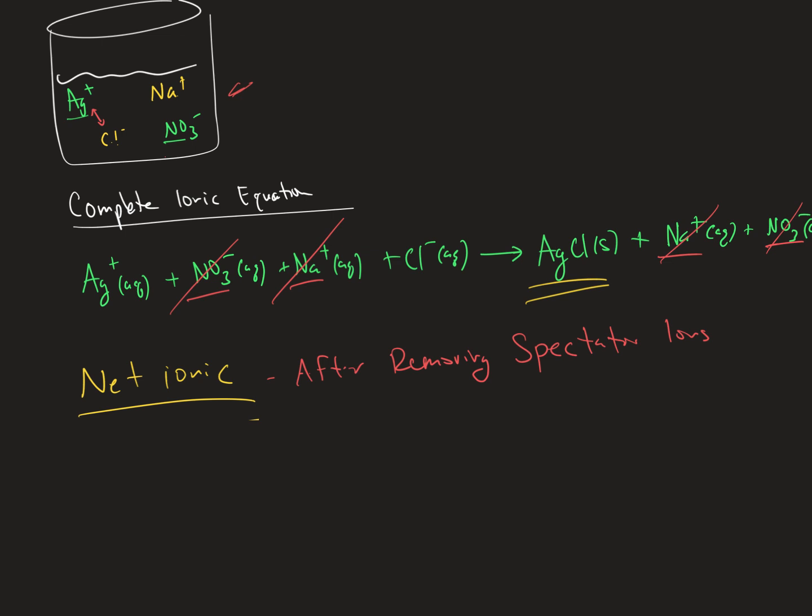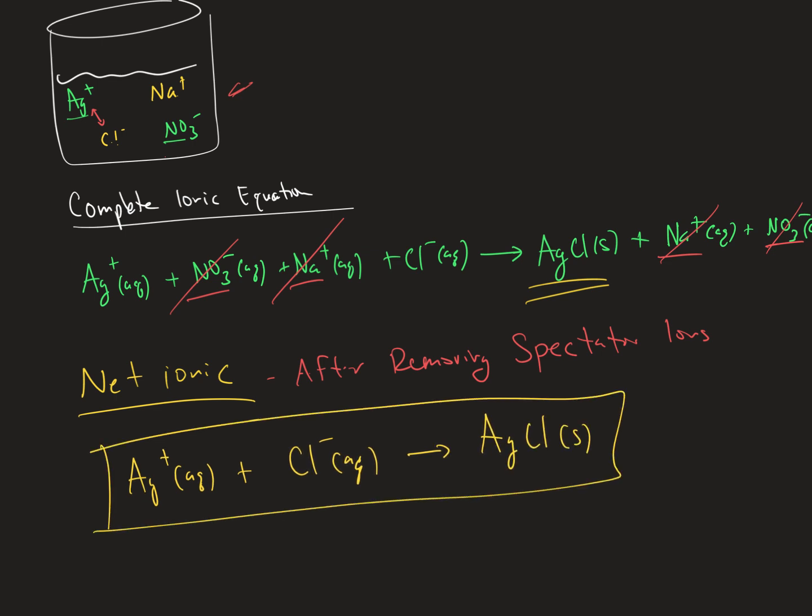Good? And what are we left with? Our net ionic equation. Silver plus, chloride minus, and silver chloride. So basically this is what's happening, right? We good? So we don't have to worry about the other stuff and just make it simple. Simplify it. Any questions on how to write that net ionic equation?